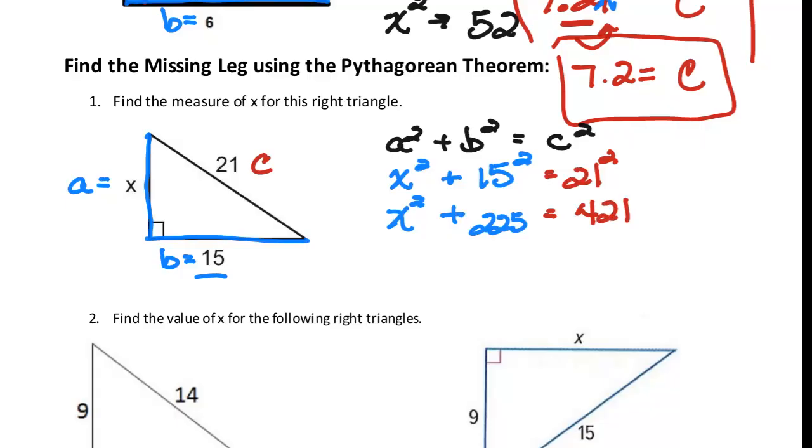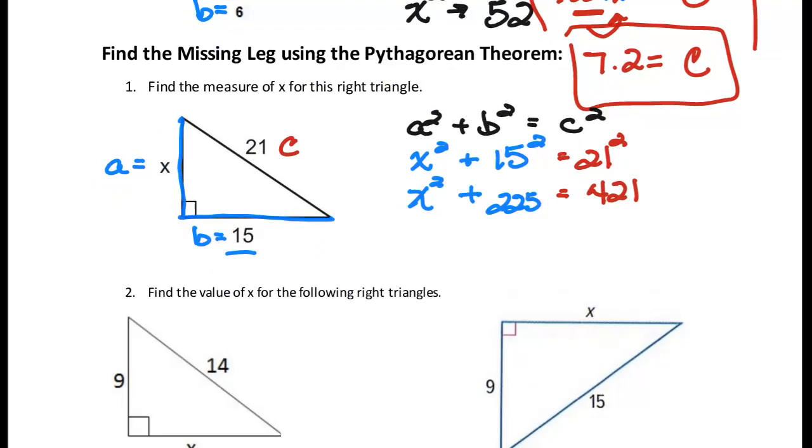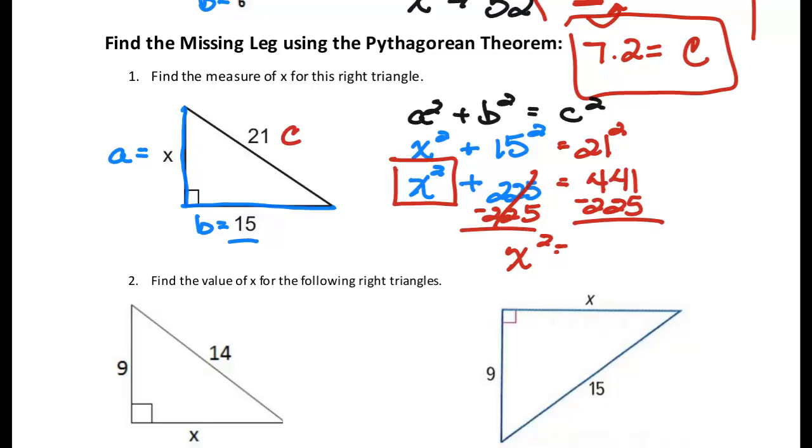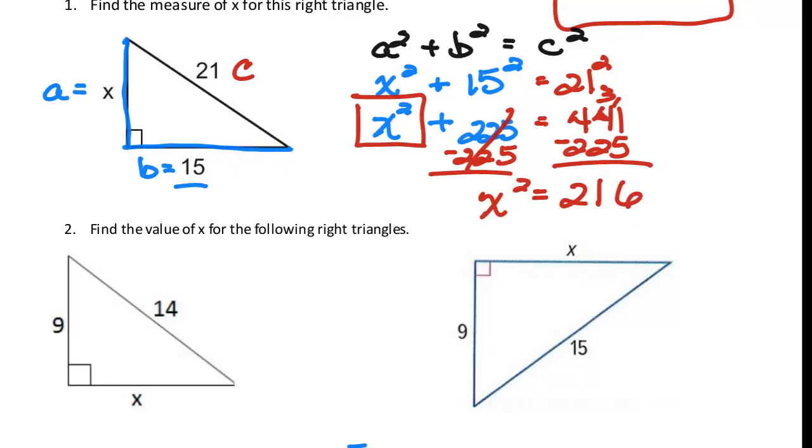441. Thank you. I need to get x squared by itself. So you are subtracting 225 from both sides. Whatever you do to one side, you have to do to the other. And you are going to get x squared is 216. I don't believe that's a perfect square.